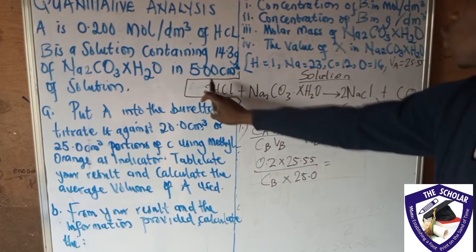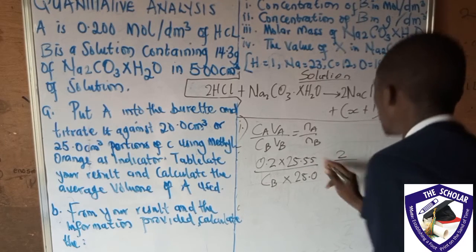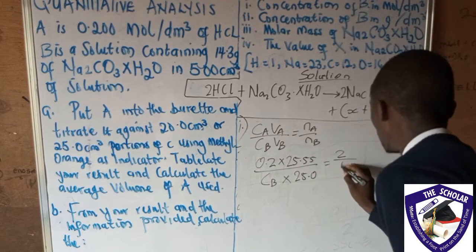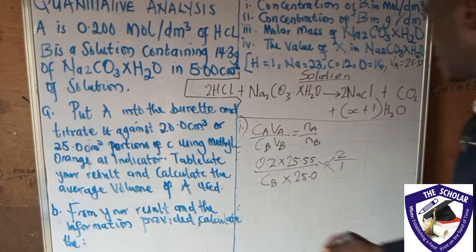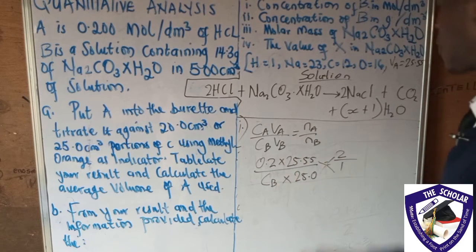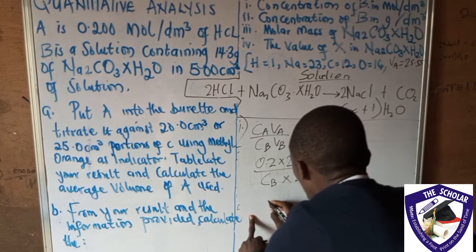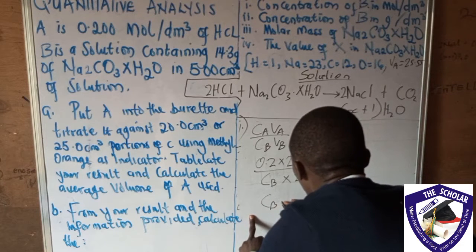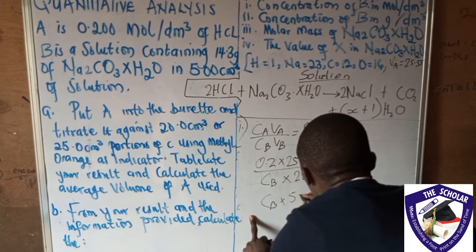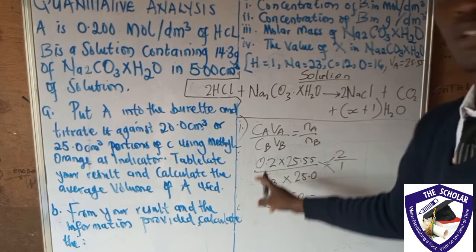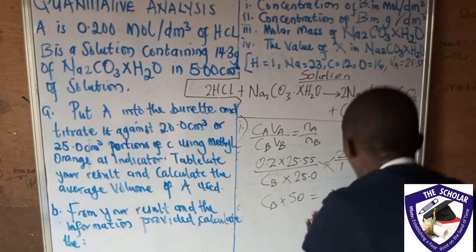Our Na is 2 moles. Then Nb is what? It is 1. Then you cross multiply. Use your simple mathematics. 0.2 times 25.55. Then you cross multiply this also, so we'll be having Cb times 25.0 times 2, that is 50. And 0.2 times 25.55 will be 5.11.